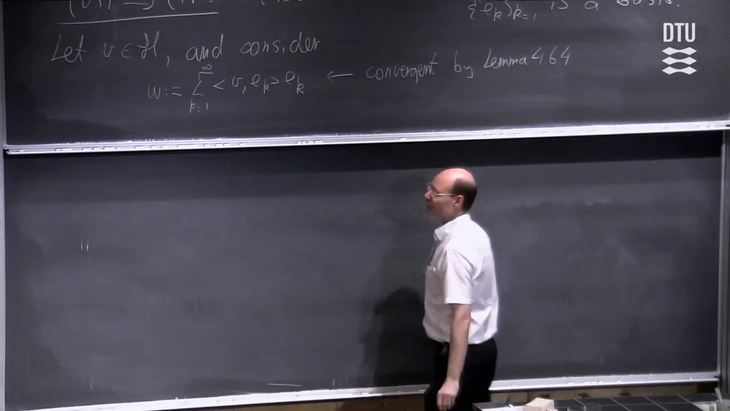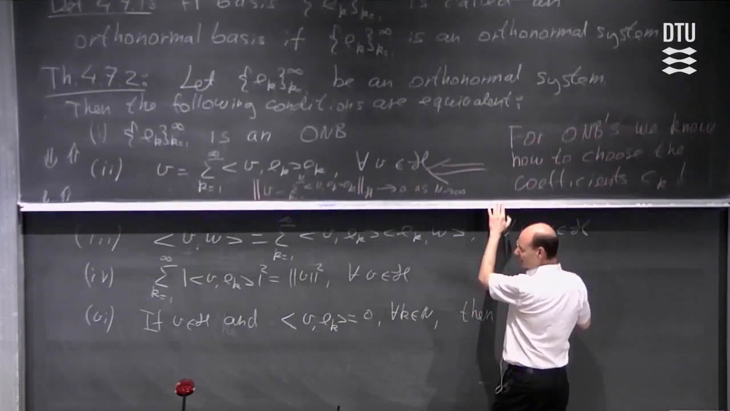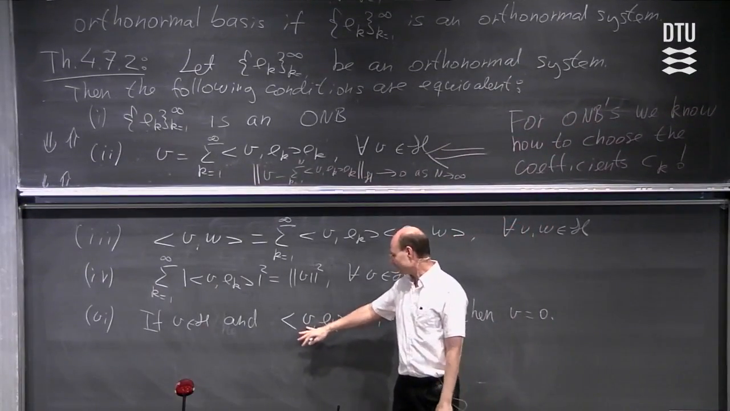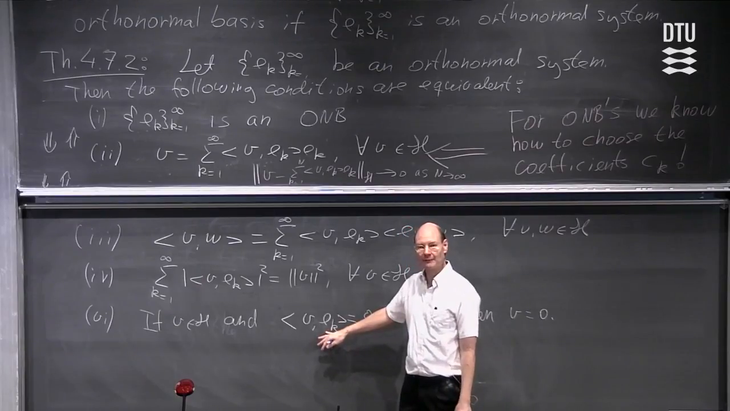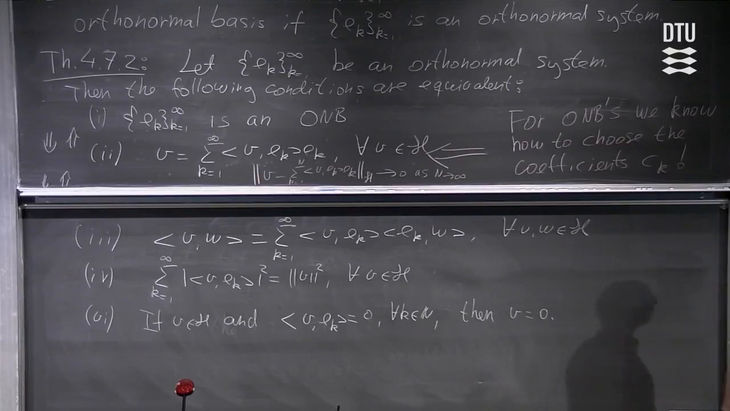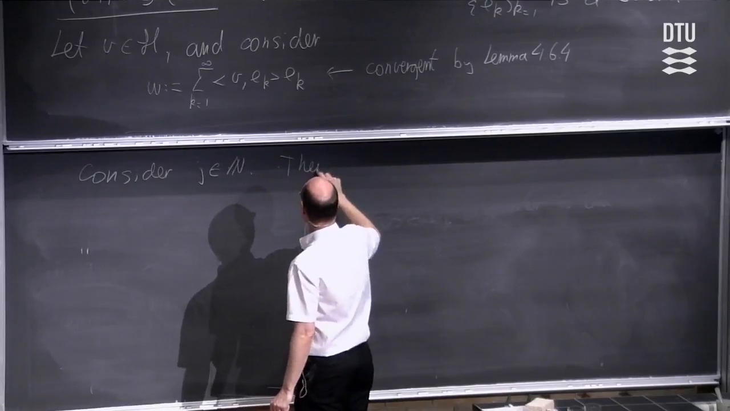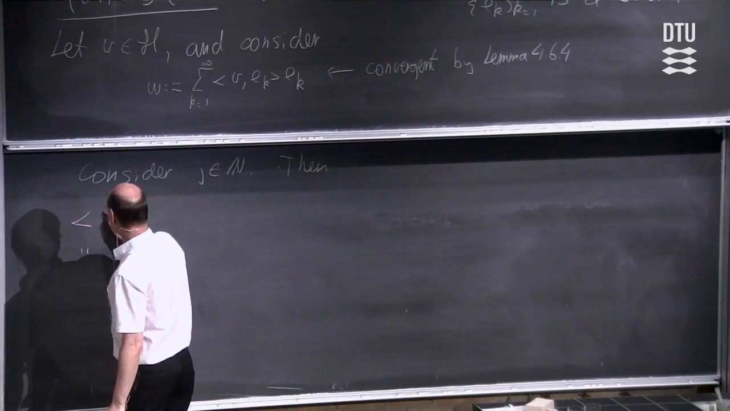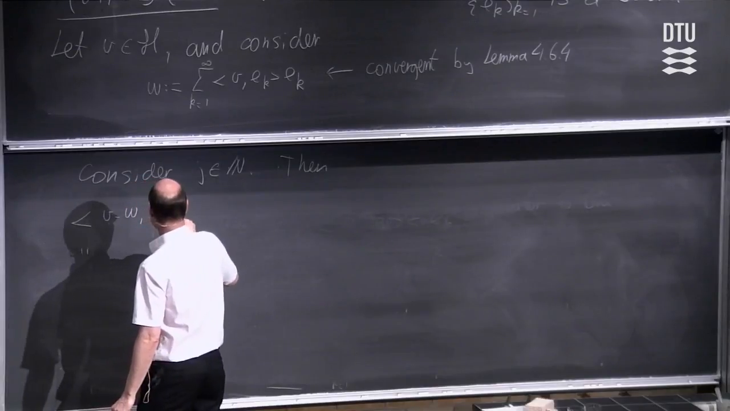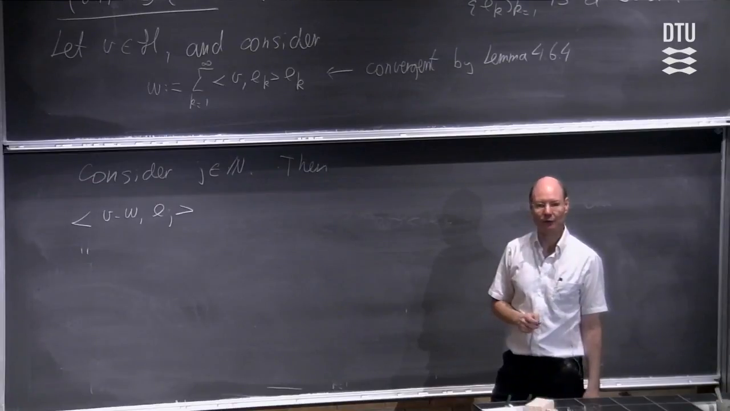Then somehow we would like to use our assumption. The assumption is that if you look at a vector V which is perpendicular to all the elements EK, then you can conclude that the vector is equal to 0. So what we would like to do is to consider some integer j, and then calculate the inner product between V minus W and EJ. As soon as I've done this calculation, you'll understand why I would like to do it.